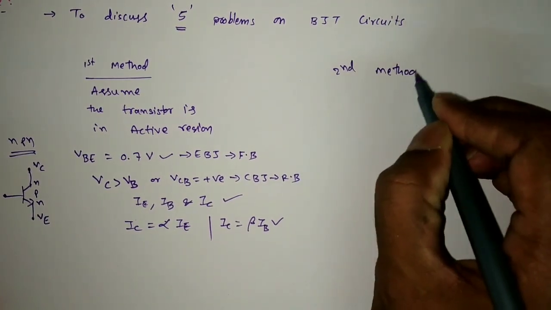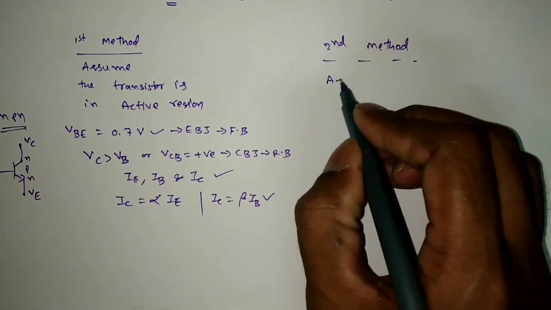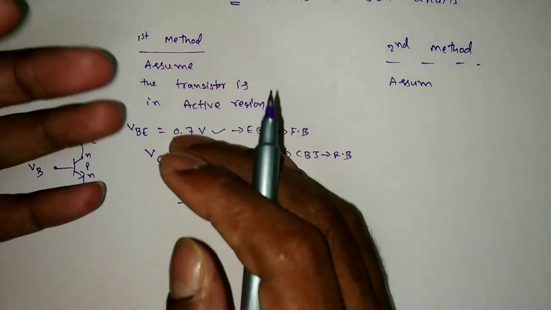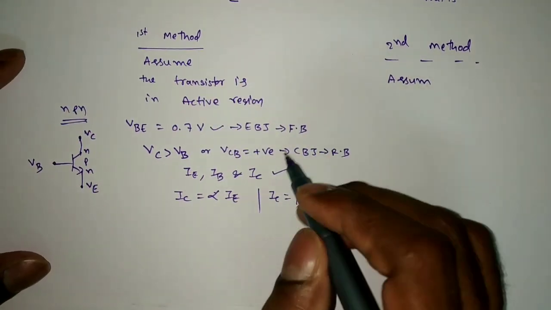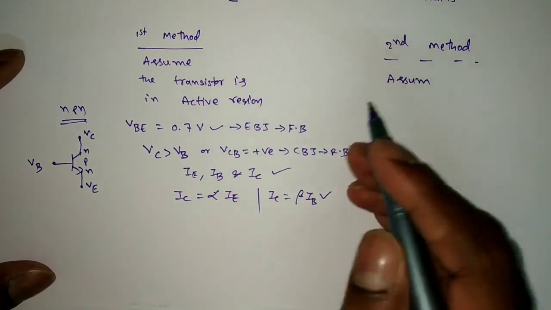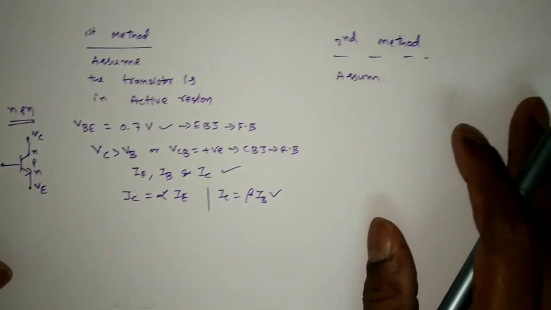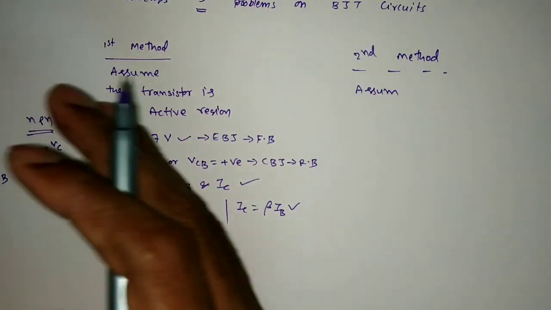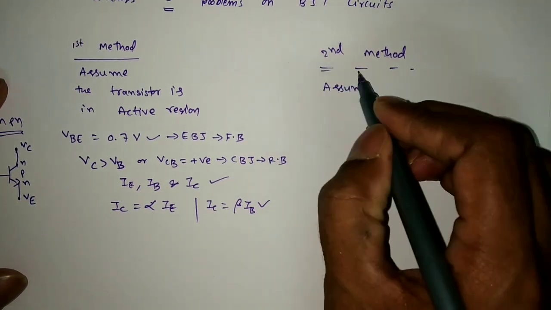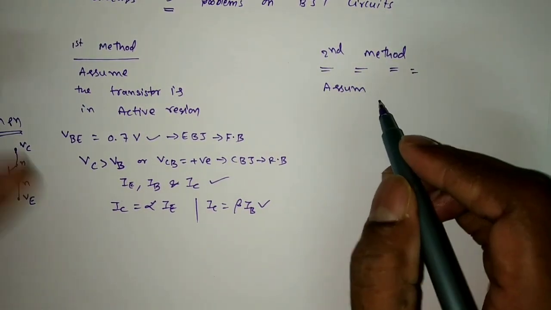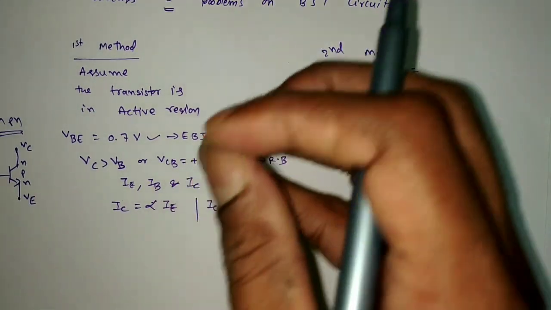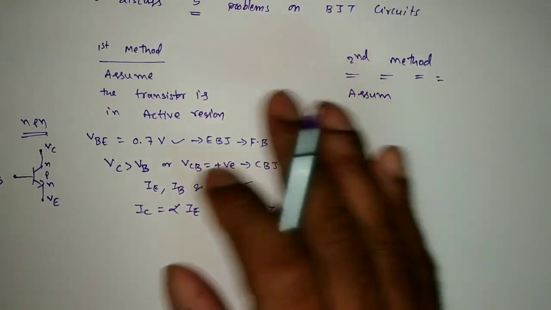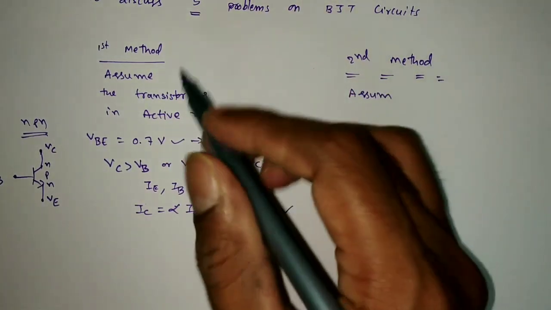The second method is, we will assume that the transistor is in saturation region. Generally, from the GATE point of view, the first method is enough. First we will assume it is in active region. If these two conditions are not satisfied, then the transistor will be in saturation region, right? And if some voltages are not matching, it may be in cutoff region or reverse active mode also. Rarely we will get those types of questions like cutoff. By seeing the voltage values, we may guess cutoff region or reverse active. But generally, if it is an active region or saturation region, we need to follow these methods.